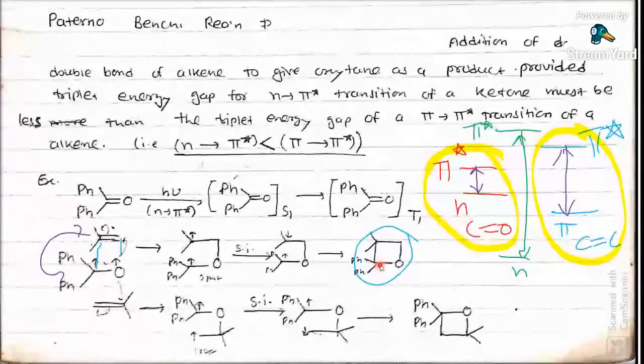In your MSc exam, they will ask you about the oxetane formation reaction. Just give a description of the oxetane formation reaction. For that, you will have to write this Paterno-Buchi reaction and its condition, which is a must condition. That is, the n to pi star energy gap for the ketone must be less than that of the pi to pi star energy gap for the alkene. The second possibility is that it reacts in this way and gives you this structure.